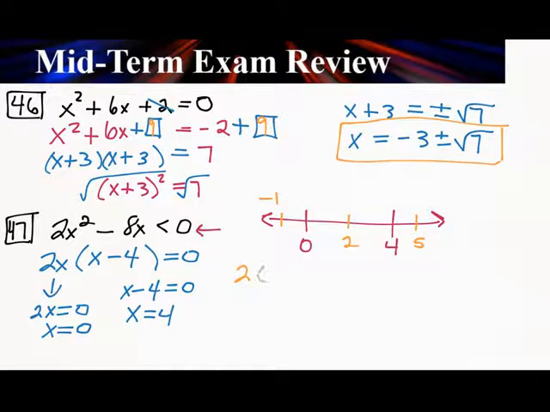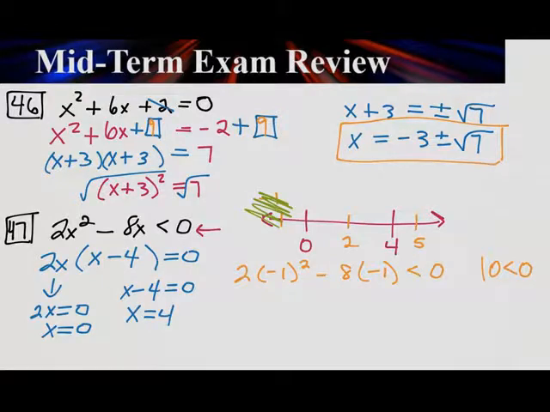So 2 times -1 squared minus 8 times -1 is less than 0. Watch for PEMDAS here. -1 squared is going to be +1. So that's 1 times 2 plus a +8 is going to be 10. So 10 is not less than 0. Okay, so it is not true over here. All right.